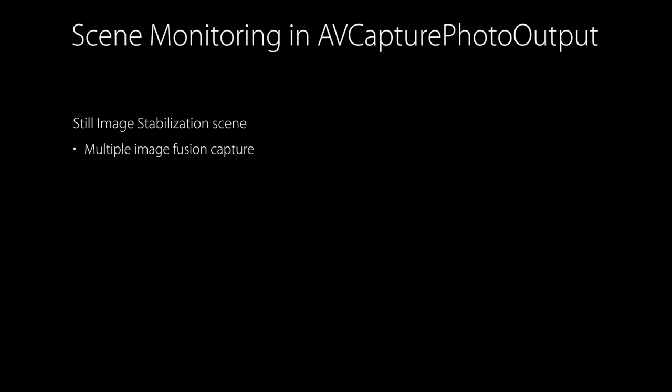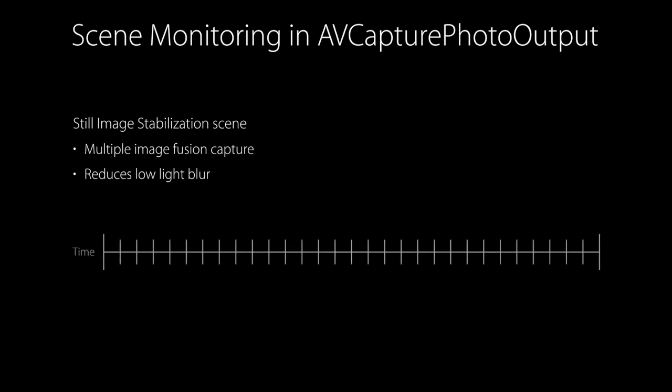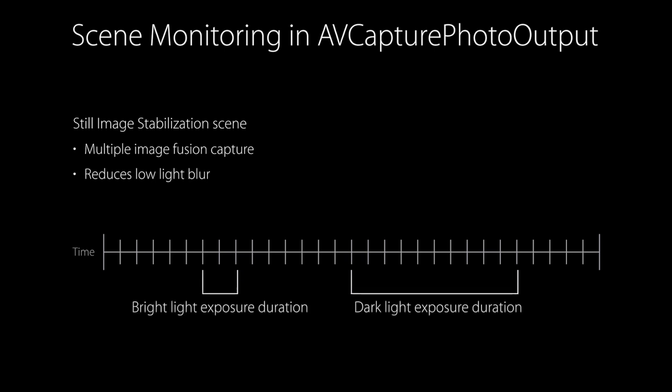Still image stabilization is a multi-image fusion capture that blends differently exposed images to reduce blur in low-light situations. It might not be totally obvious why still image stabilization is a low-light feature. It's not that your hands shake more in the dark. It's just that the camera needs to expose longer to gather the same number of photons, requiring the shooter to be very, very steady. Still image stabilization counters this problem by capturing multiple images at different exposures and then fusing them together to reduce noise and motion artifacts.